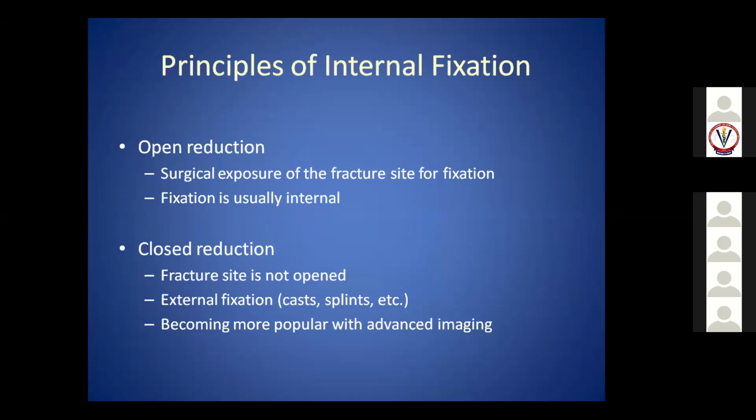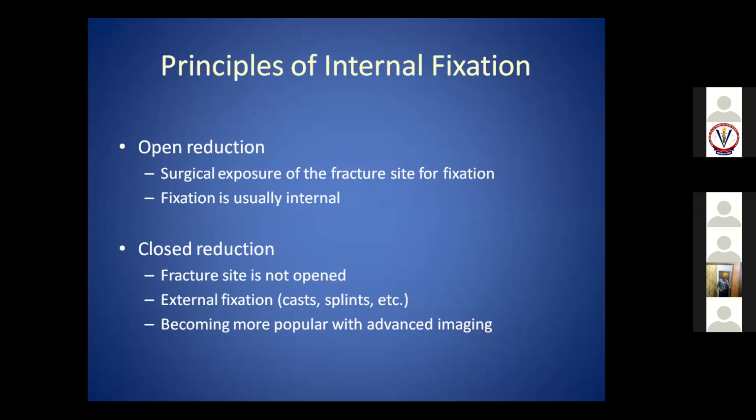Now, coming to the other things, you have seen the X-ray, you have localized the lesion, you have classified the fracture. Now you have two options for the repair of the fracture. One is open reduction. Open means surgical exposure. You are opening the site of fracture and fixing the fracture. Usually we do it by internal fixation. The other option is closed reduction.